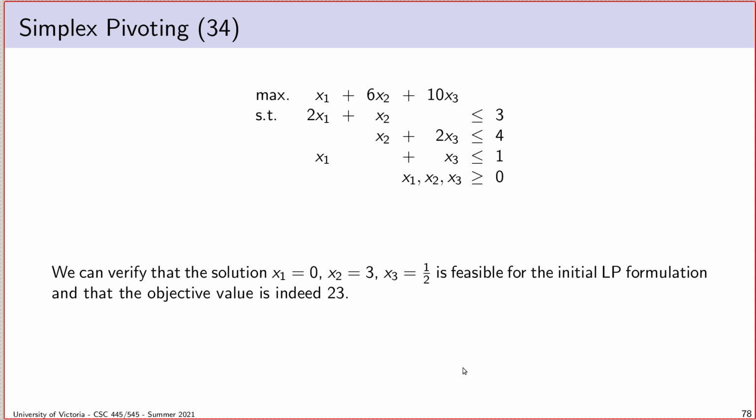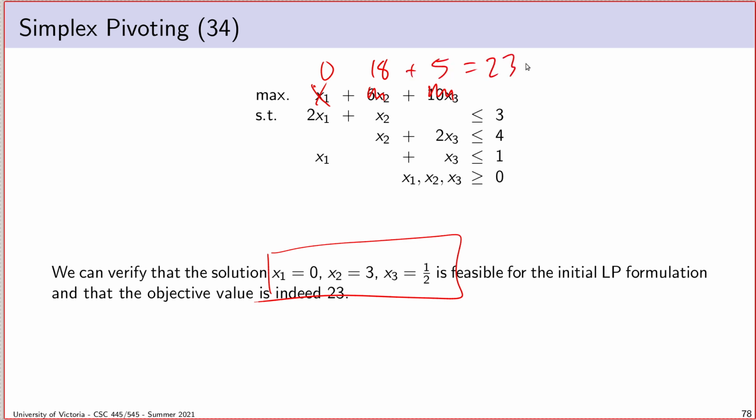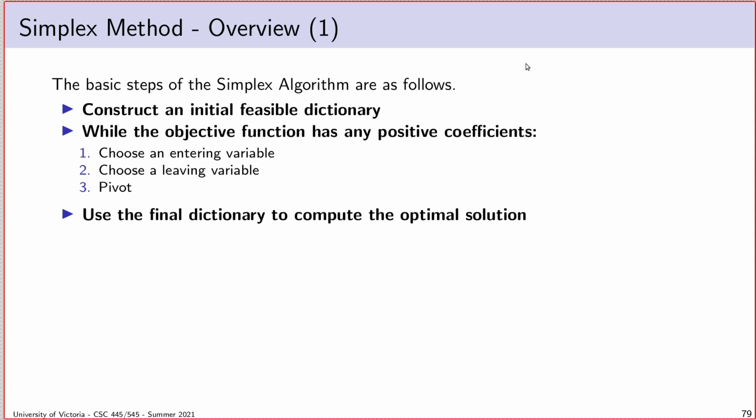And we can verify that. If I take that solution I just read off, so x1 equals 0, x2 equals 3, and x3 equals 1/2, and I try actually plugging that in, then I will in fact get the number 23. So x1 times 0, x1 equals 0, so that's just 0. x2 is 3, so 3 times 6 is 18. And then 10 times 1/2 would be 5, which does equal 23. So I have my optimal solution.